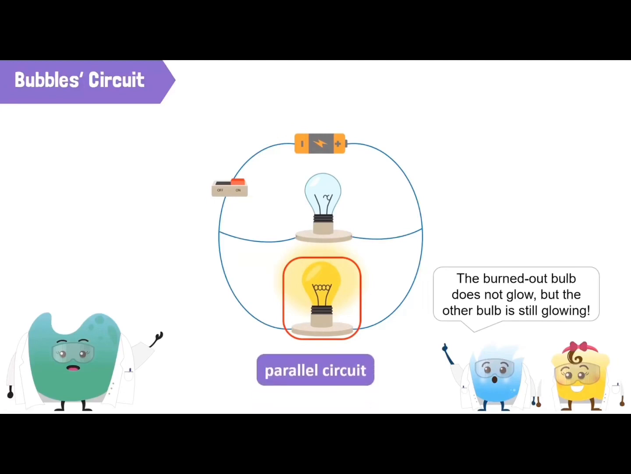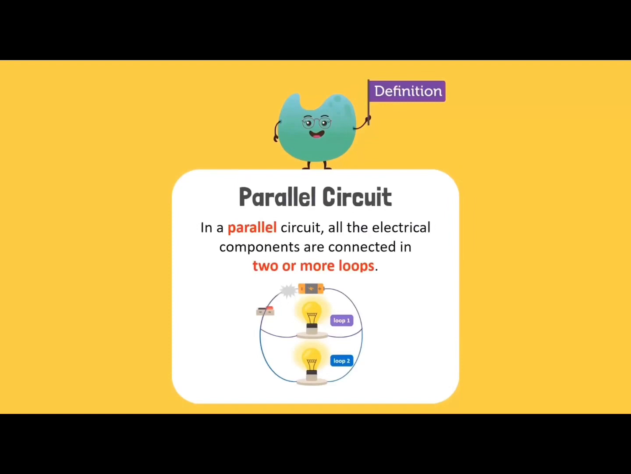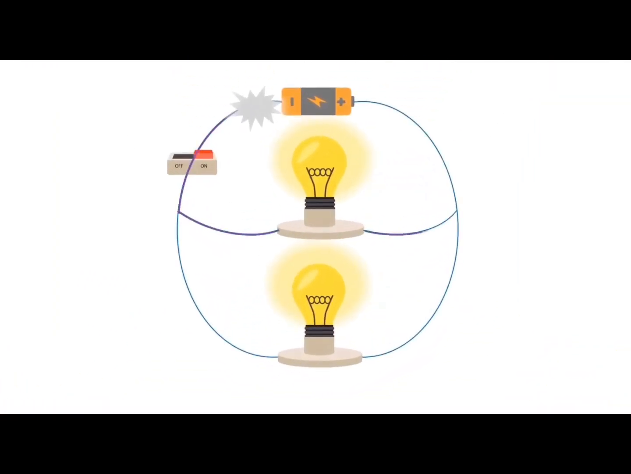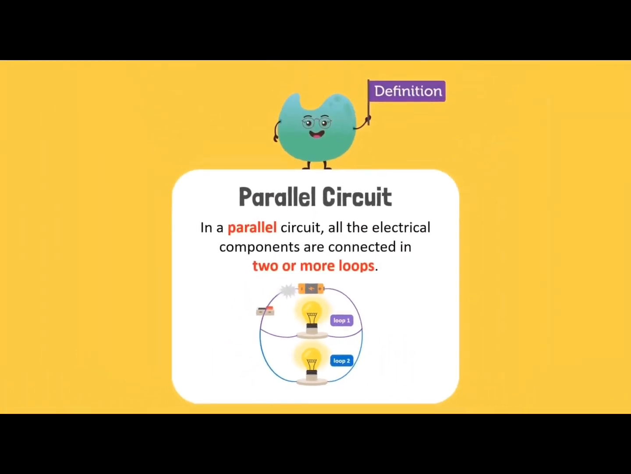This is a parallel circuit. If all the electrical components are connected in two or more loops, then it is a parallel circuit. In a parallel circuit, there is more than one path for the current to flow. Each loop is independent, so the current in one loop will not affect the current in another loop.